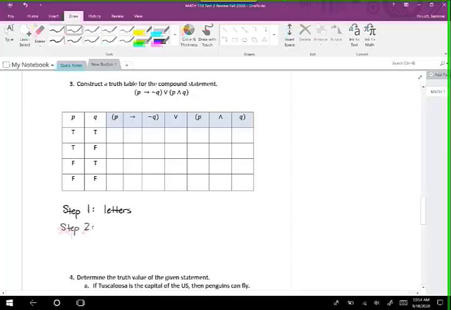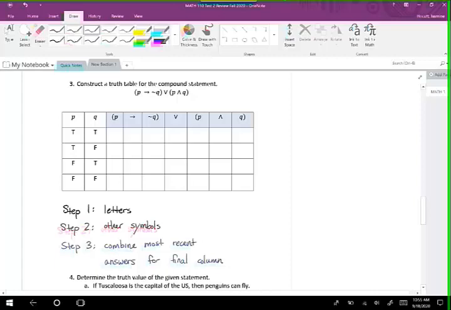All right, and then step two is going to be to fill in all of the other symbols, whatever they may be. And finally, step three is going to be to get the final column. And the way in which you get the final column is you combine the most recent answers. So the order in which you fill in the table is important. And so for that last column, you combine the most recent answers.